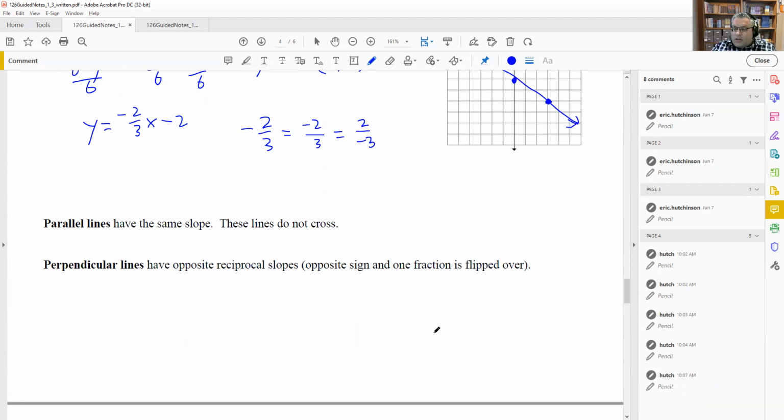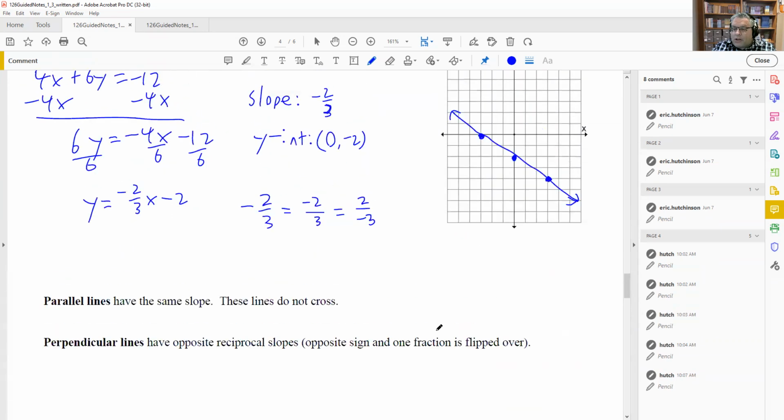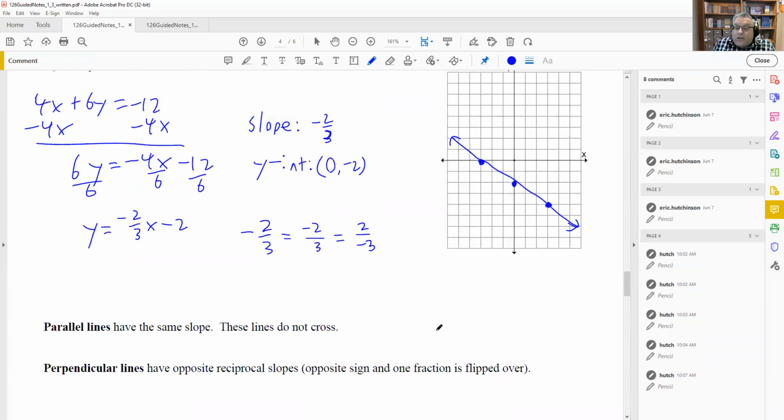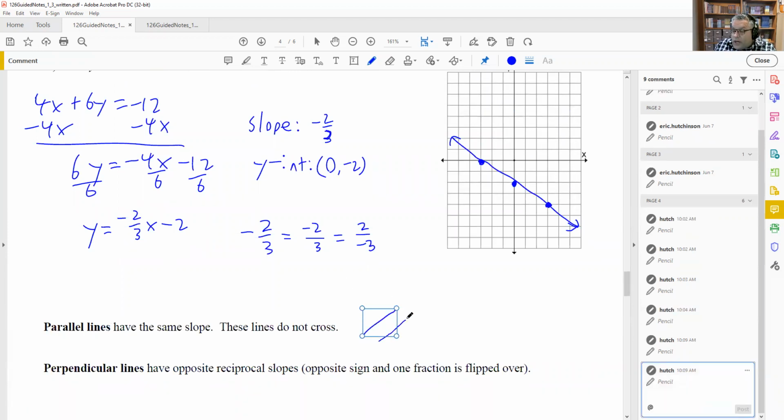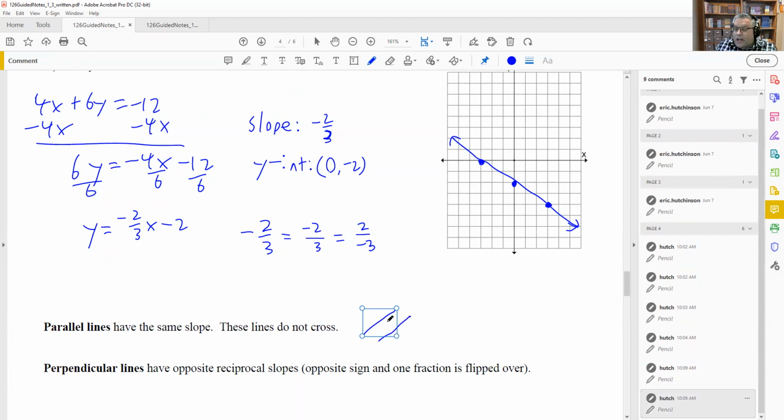Okay, so next thing is we've got a couple concepts down here. We have parallel lines and perpendicular lines. Parallel lines would be lines that go like that, that don't cross. And then perpendicular lines, you would have lines that come together at a right angle there. The difference: if two lines are parallel, they go at the same angle, which means the slopes should be exactly the same for parallel lines.